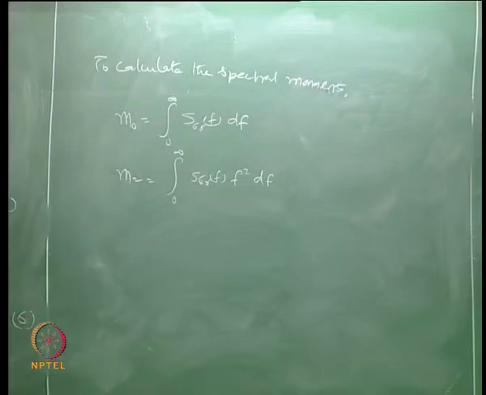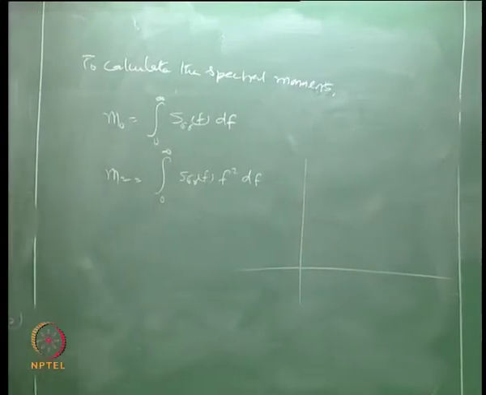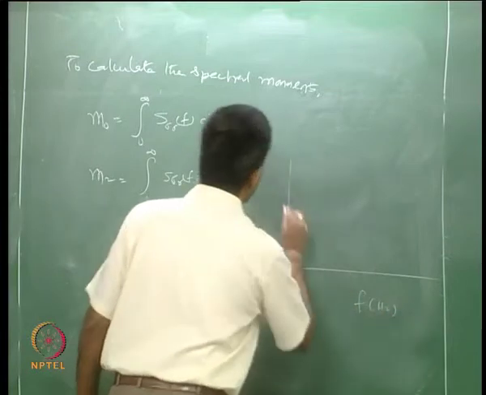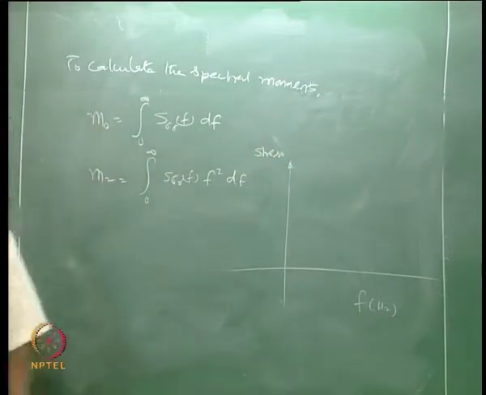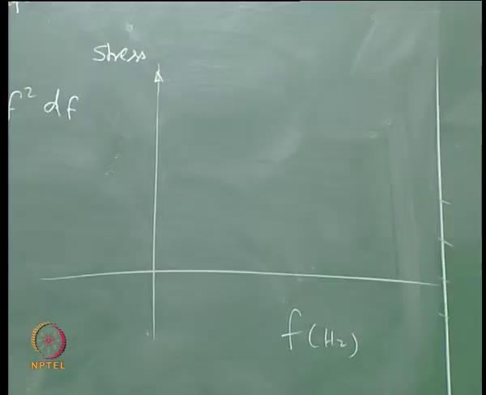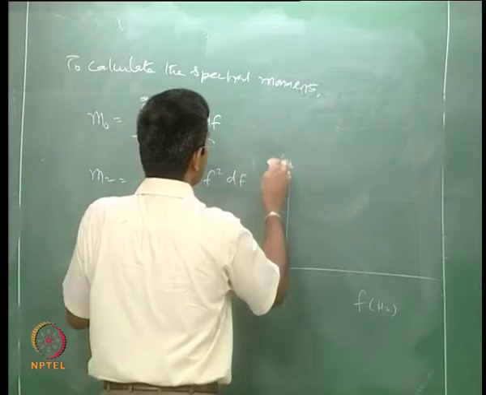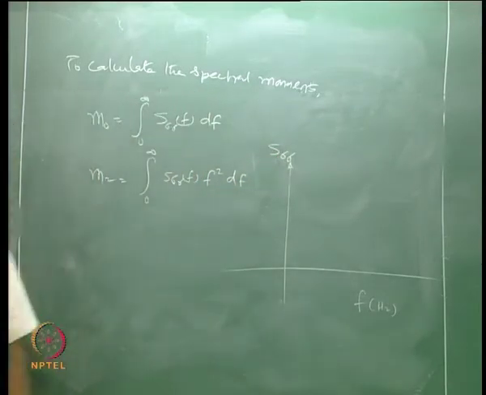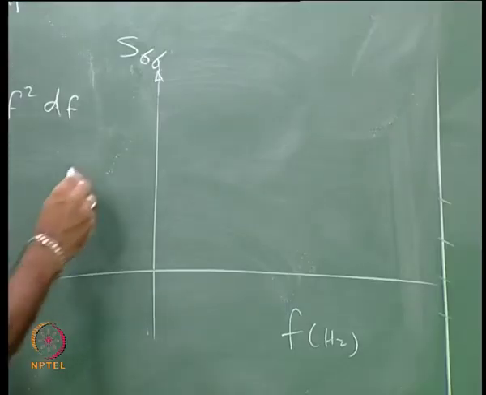where I try to plot a spectrum. The frequency is in hertz and this becomes my stress, and let us say S sigma sigma. The ordinate is nothing but stress square per unit frequency.